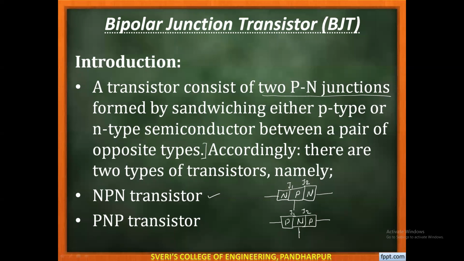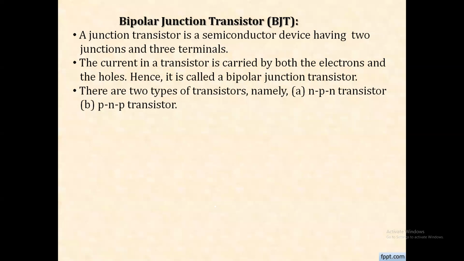So in this way, in the definition of a transistor, we can say that the transistor contains two PN junctions and has three terminals. And there are two types of transistor. One is an NPN type of transistor, the other is a PNP type of transistor. Is that clear? Okay. Now you can try to read it.